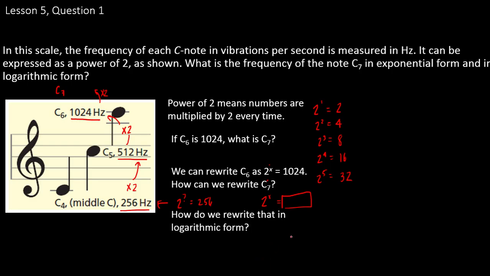So there are two ways you can approach this. You can continue on as I've written my 2 to the first, 2 to the second, and so on. I could just keep doubling until I get to the numbers I want, but that might take me a while, right? So the better way, the more efficient way, is to use what you know about logarithms and exponents to solve for this x in C6. Once you have that, it'll be easier to solve for C7 and rewrite it both in exponential and in logarithmic form.